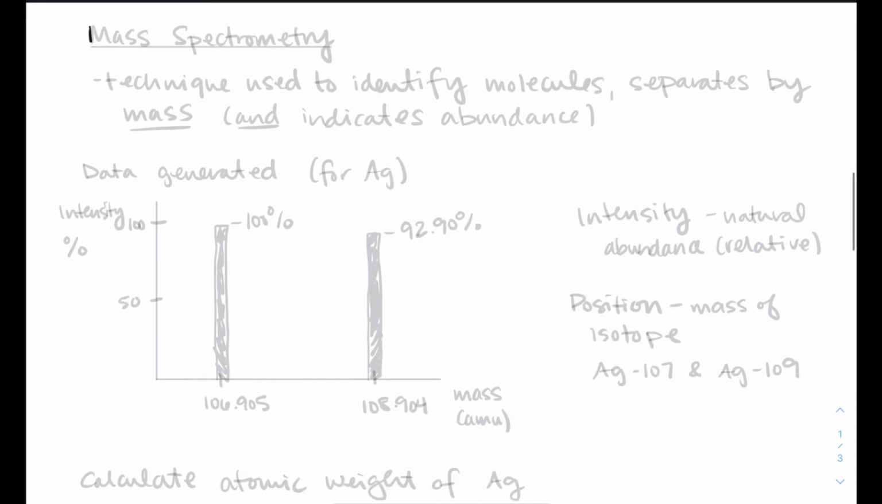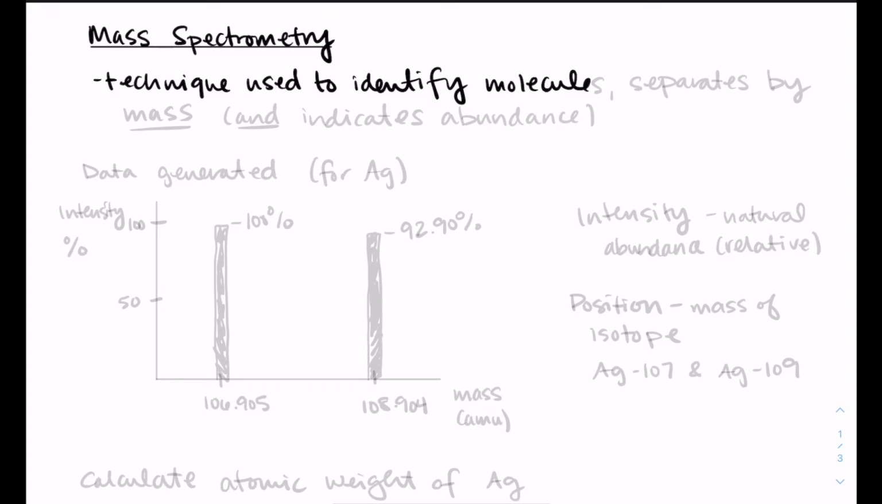Our next topic is mass spectrometry, and this is a technique used to identify molecules. It's a hugely important technique. We actually at Washington University have some pretty famous mass spectrometrists. So this is a technique that's used mostly in organic chemistry and higher. And it's cool because it separates the molecules by mass and it indicates an abundance.